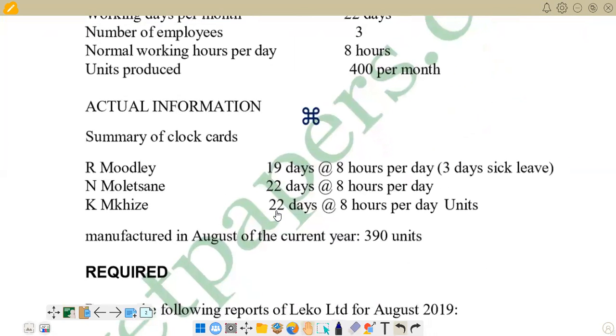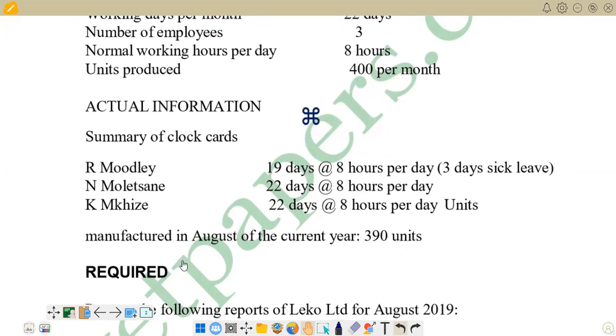Beneath that, we've got manufactured in August of the current year, 390 units. So what does it mean? It means that the actual production was 390 units, and what was expected to be produced is 400. That is what we are given here.